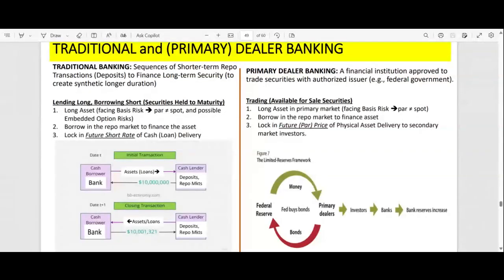Very similar thing. It's just that the U.S. Treasury isn't buying it back from Bank of America. It's similar to a repo transaction where I go and get a loan from someone, and they get to keep the collateral until I repay the loan. What's happening with primary dealer banking is the bank goes and buys the bond from the U.S. Treasury, but instead of selling it back, they sell it to the secondary market.